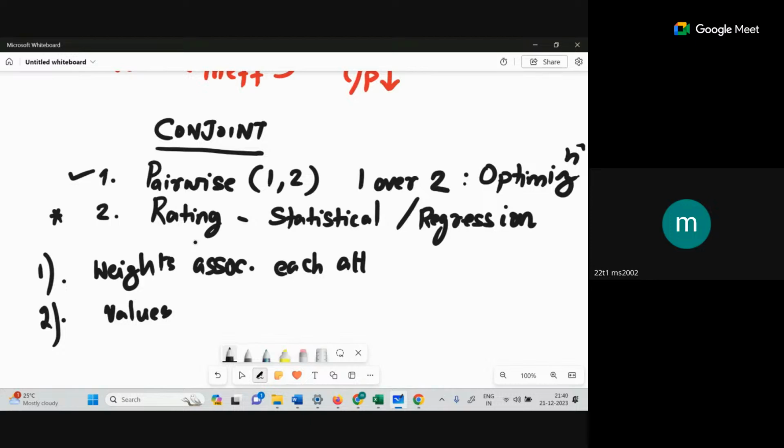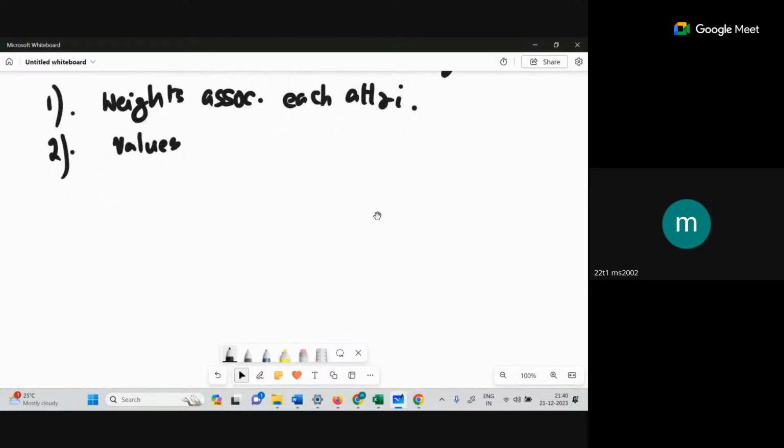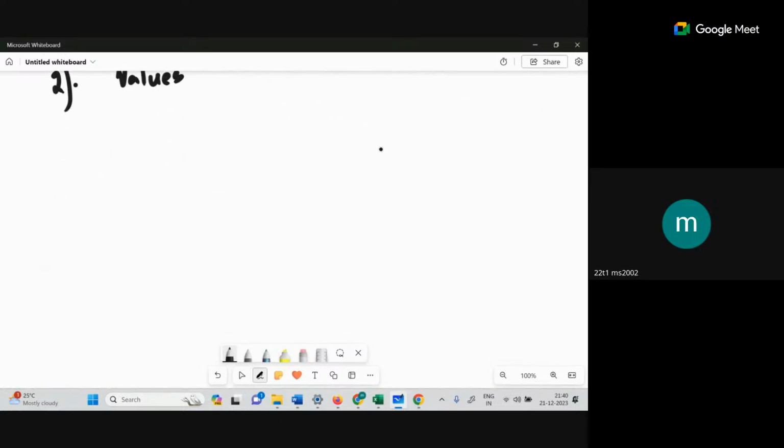So ideally, conjoint is answering two important questions. One is, what is the weights associated with each attribute? And if there is an ideal product, what are the values of it? All right. And what all can we talk about conjoint analysis? What are the different types of conjoint analysis? So it starts with choice-based.